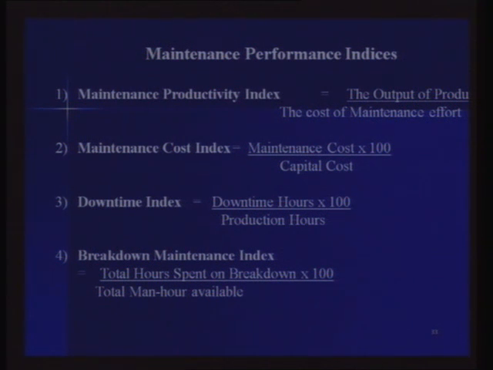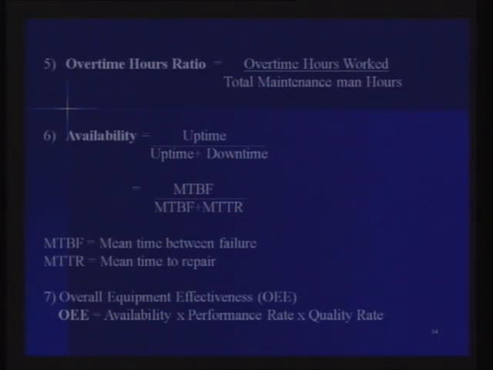Maintenance cost index: maintenance cost into 100 divided by the capital cost. Capital cost is a one-time cost, it remains there. So maintenance cost has to be reduced. Downtime index: downtime hours divided by the total production hours. This is one index. Then breakdown maintenance index: total hours spent in breakdown divided by total man hours available. Then overtime hours ratio: overtime hours worked divided by total maintenance man hours.